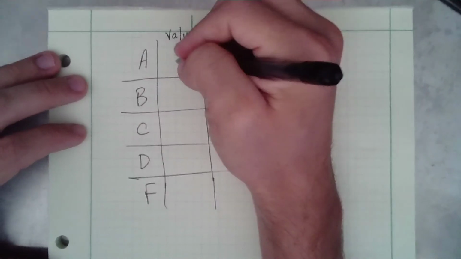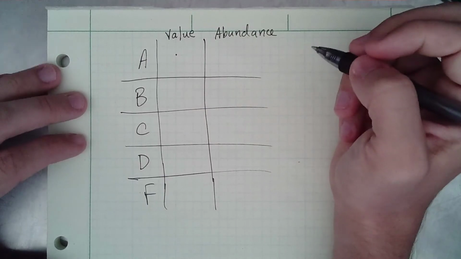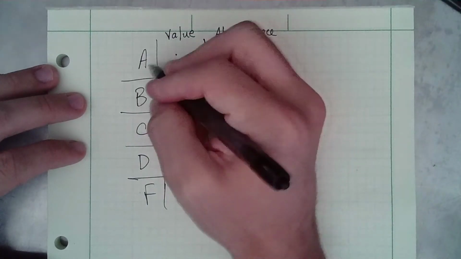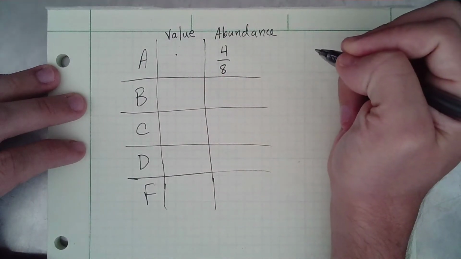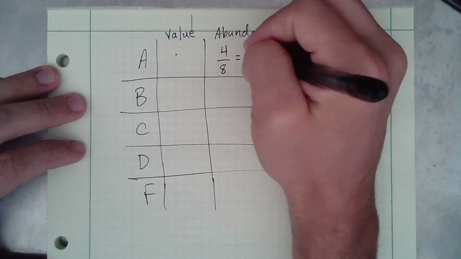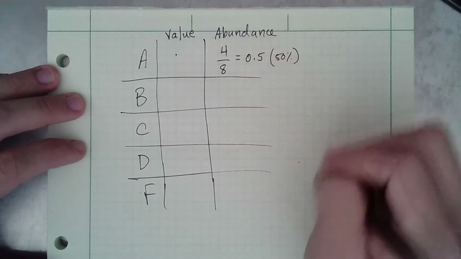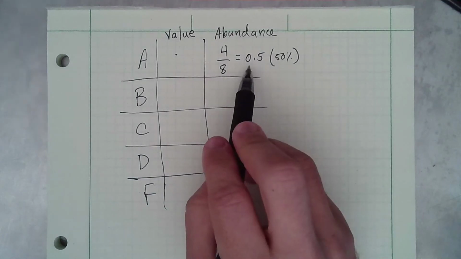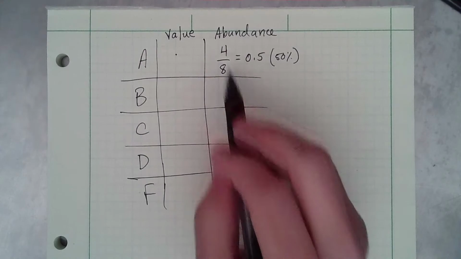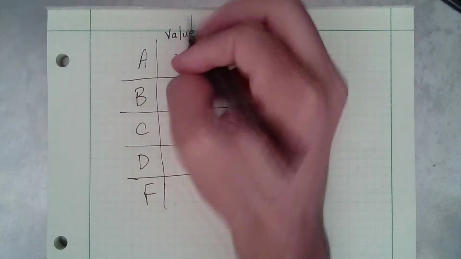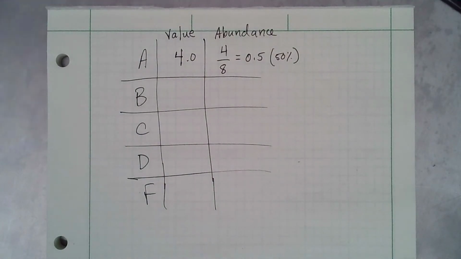Okay, so Sally had, let's do the abundance first, okay? So she had 8 classes. So the abundance of A's would be 4 out of 8, okay, which is 0.5. Another way to think of this is 50%, right? So Sally, her abundance of A's was like 50% of her grades, right? 4 out of 8. And A's are worth a 4 or a 4.0, right, on the GPA scale.